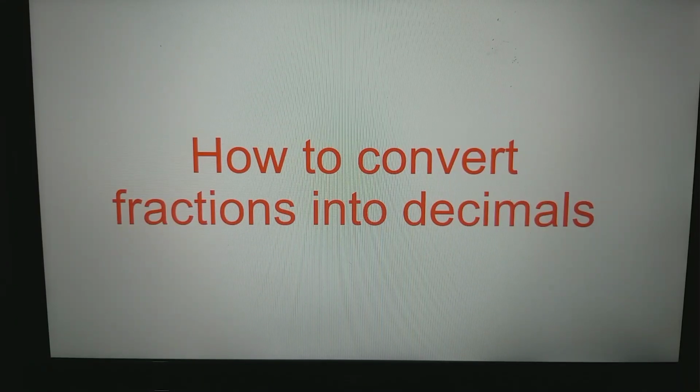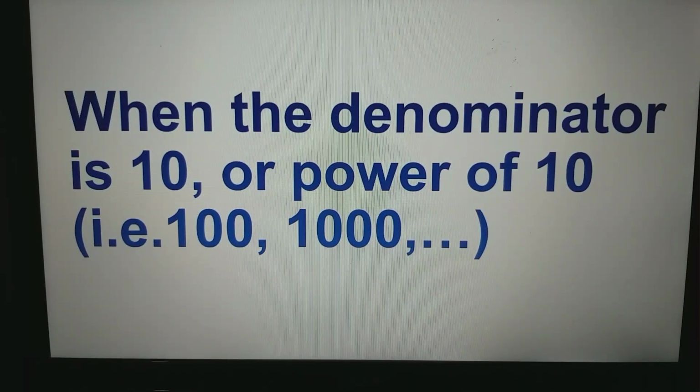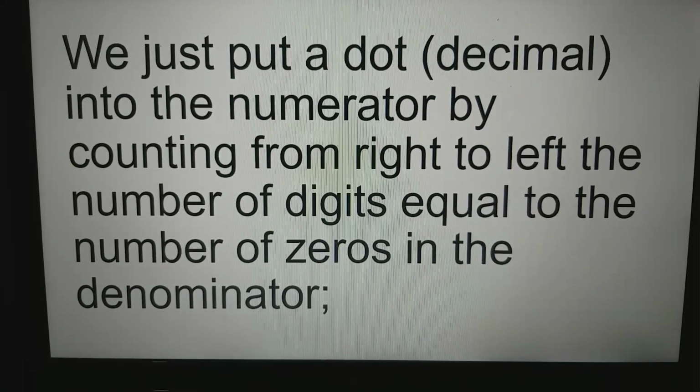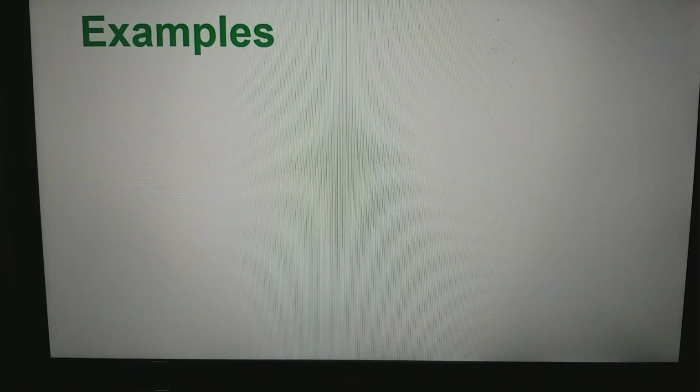In this session, we are going to learn how we can convert fractions into a decimal format. If the given fraction is already in a format where the denominator is 10 or 100 or 1000, then we just put a dot into the numerator by counting from right to left a number of digits equal to the number of zeros in the denominator. This is the easy one.